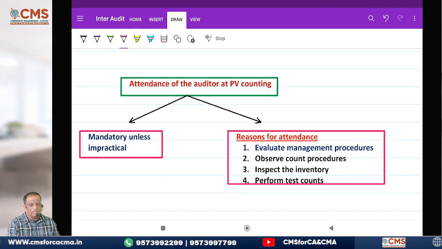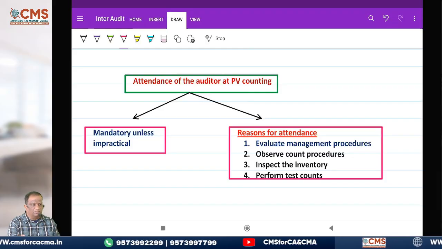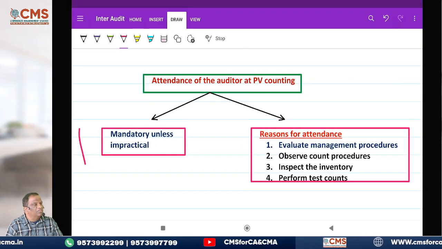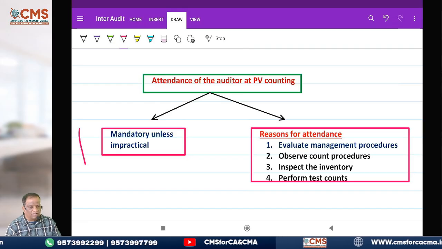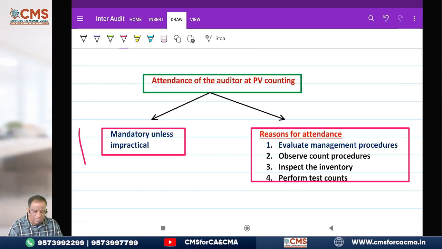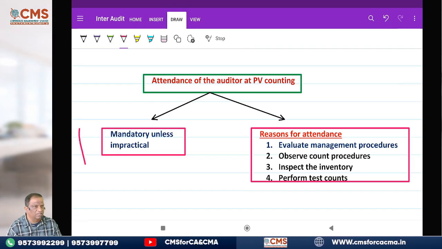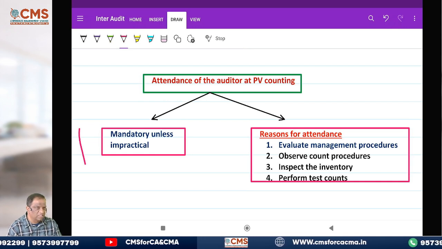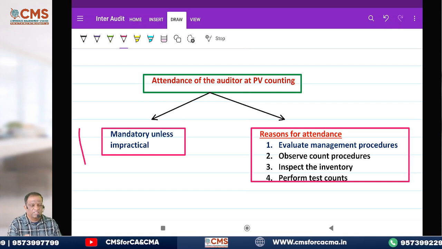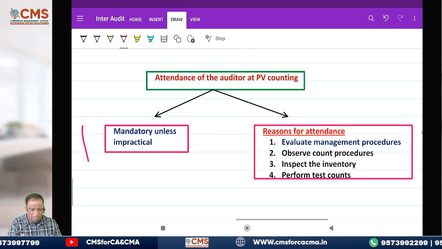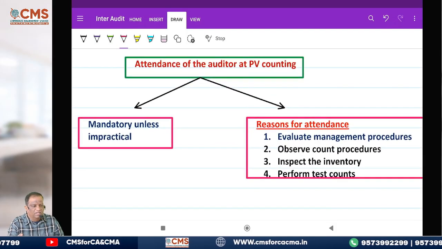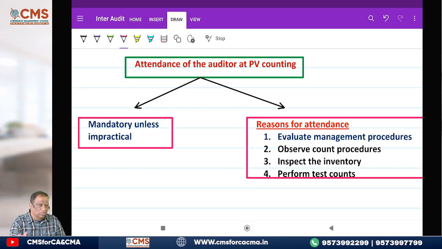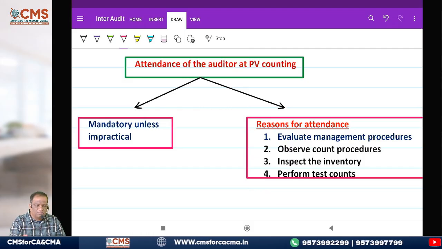That is where a question can come in the examination: when it is the responsibility of the management to conduct the physical verification, then is attendance of the statutory auditor mandatory for the physical verification? So attendance of the auditor at the PV counting, is it mandatory? The answer is simple. It is mandatory unless it is impractical. That's all. So it is mandatory unless it is impractical.